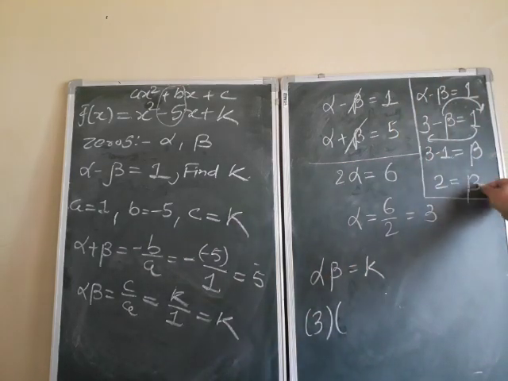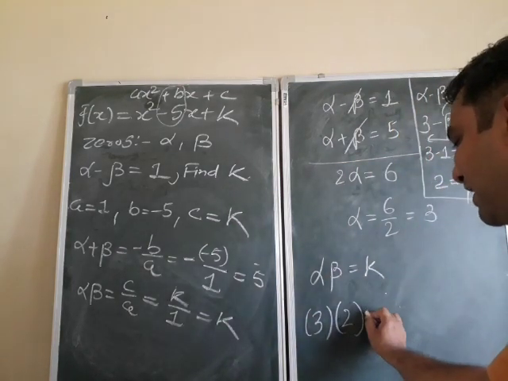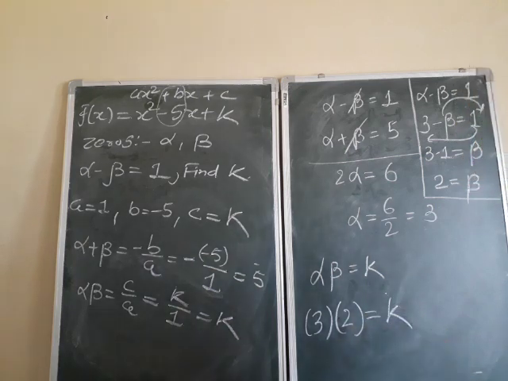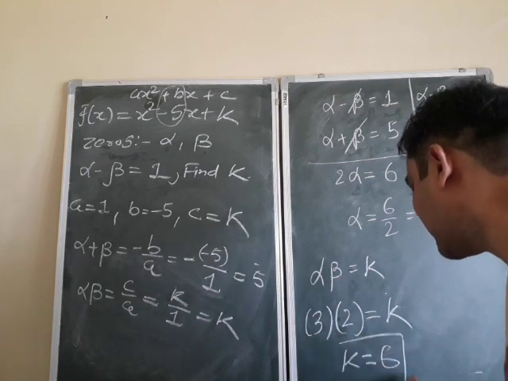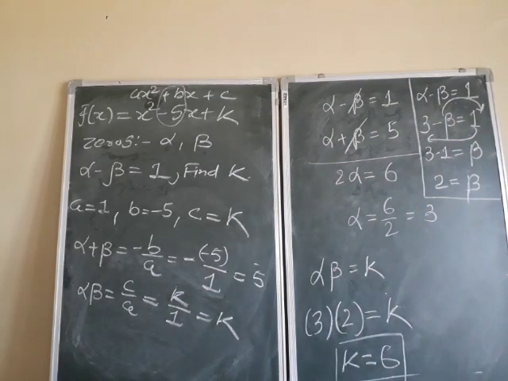Beta is here 2, and that is equal to k. Now tell me, what is your k? k is 3 into 2, and that is 6. Am I right? So the value of k is determined, and that is equal to 6. Check here. Okay.